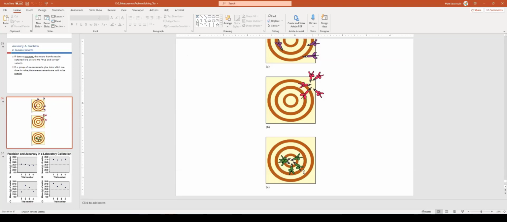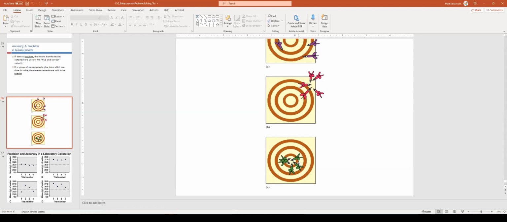And what word would we say for person C? They are accurate and precise. They are both. They are accurate because they're hitting the right place and they're hitting it consistently. So they are precise. So accurate and precise are different things. Accurate is you're getting the right value, and precise is you're getting the same value consistently.